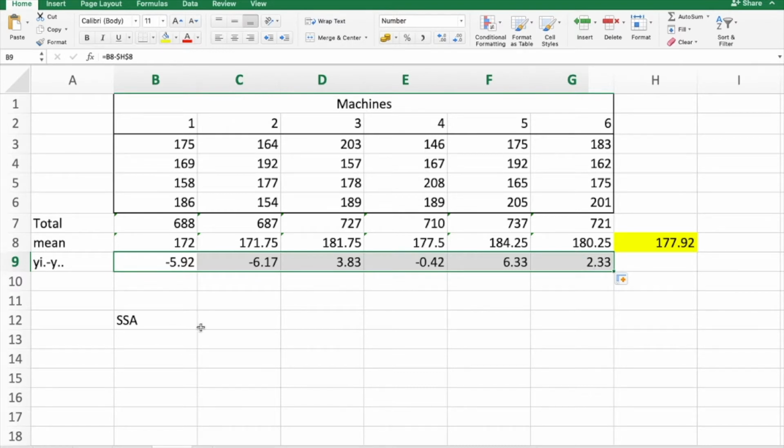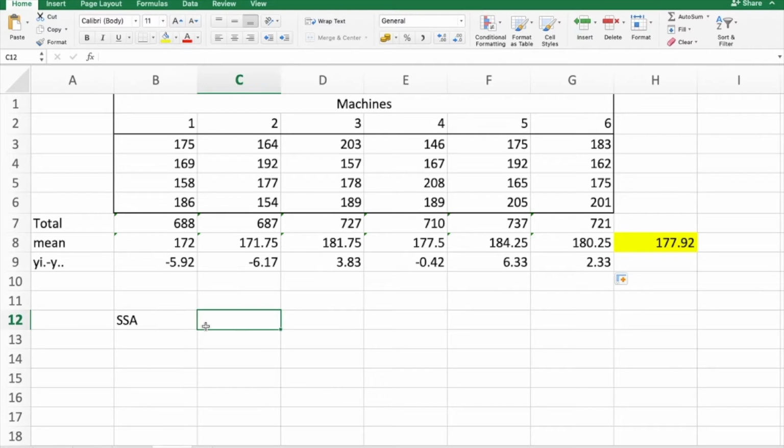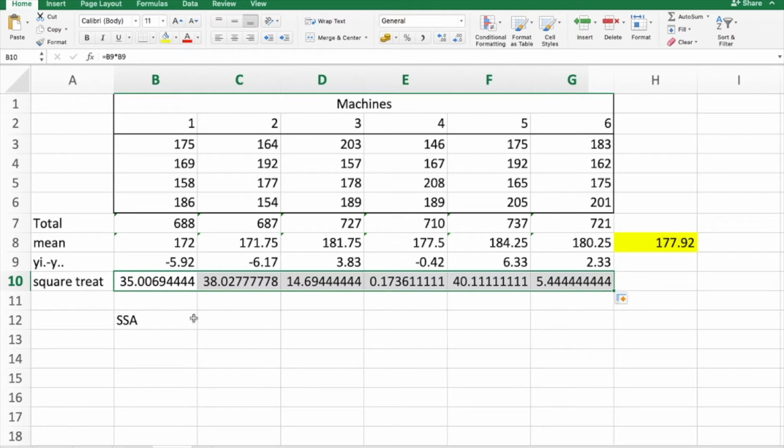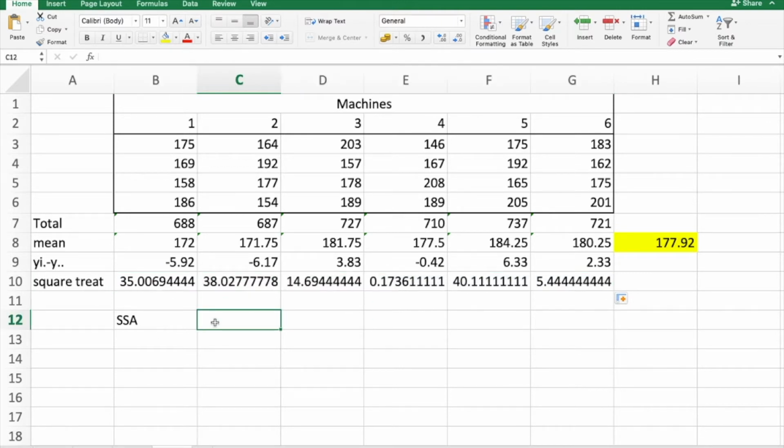Now what will be the sum of the square of this? It is equal to n, which is 4, multiplied by the sum of the square of the treatment variance. So it will be equal to this multiplied by the same term that will be over here. So now the total sum of squares of treatment is 4 multiplied by the sum of all these values.